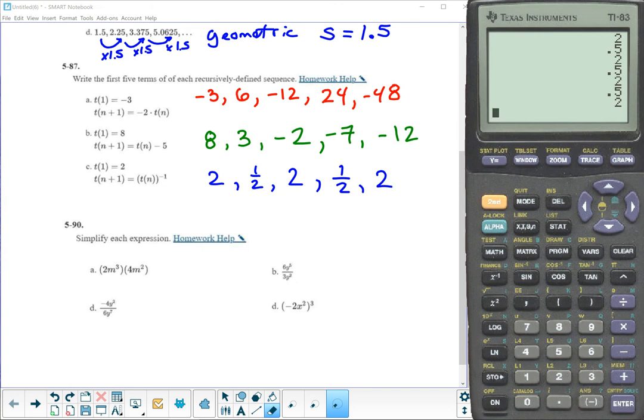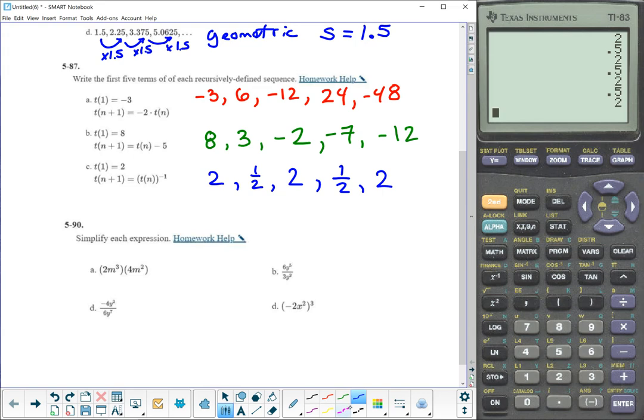Okay, last one, number 90. Simplify each expression. And this is actually from a while ago. So, working on this, looking at each parentheses, there's nothing on the outside, right? Nothing out here. So I don't need to worry about that. And looking at this parentheses, there's nothing on the outside. So I don't need to worry about that. So I just need to go ahead and multiply my numbers together.